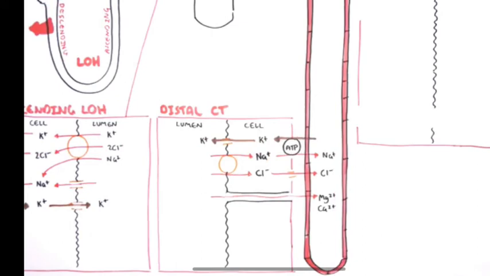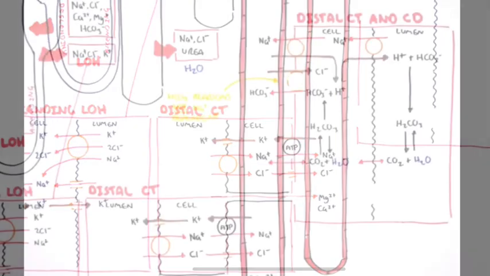At the distal convoluted tubule, there's also sodium and potassium active transport, in which the sodium will be reabsorbed into the vasa recta in exchange for the potassium, which will be secreted into the lumen. The sodium will move together with chloride into the vasa recta, and the magnesium and calcium will also be reabsorbed at the vasa recta.